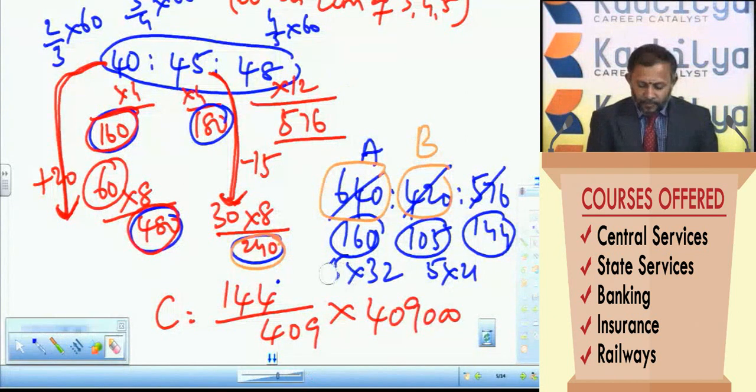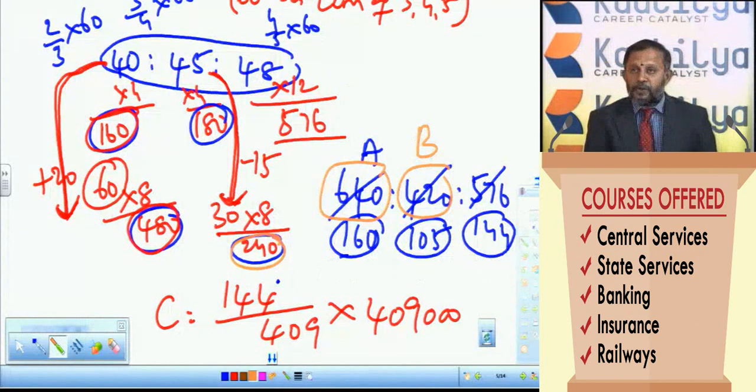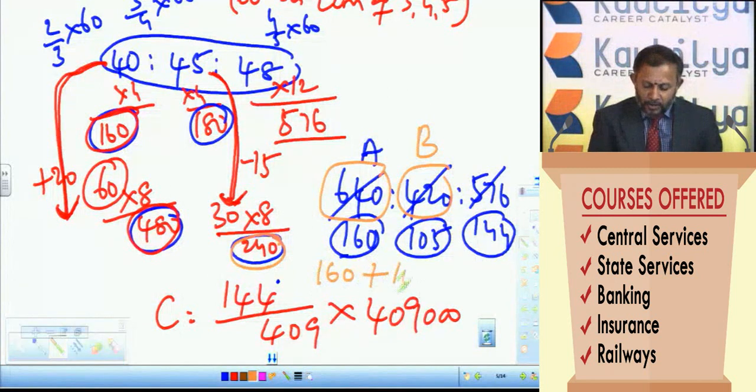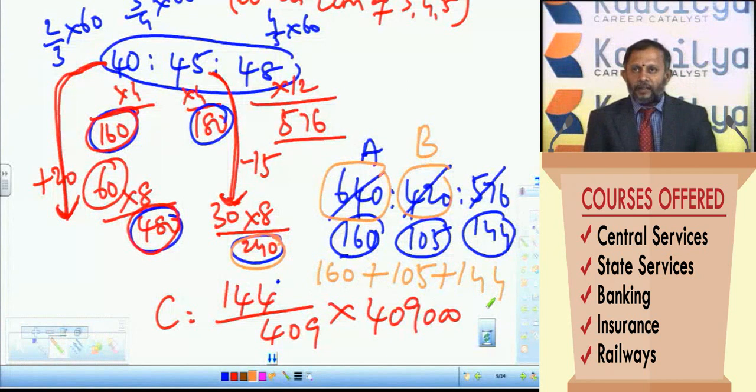Here 160, 105, 144 give the final ratio, which cannot be simplified further. Here the total number of parts is 160 plus 105 plus 144, that is 409. The total parts are 409, and we are interested in the share of C. So the share of C is equal to 144 by 409 into the total amount. So we can get 1,44,000 as the share of C.